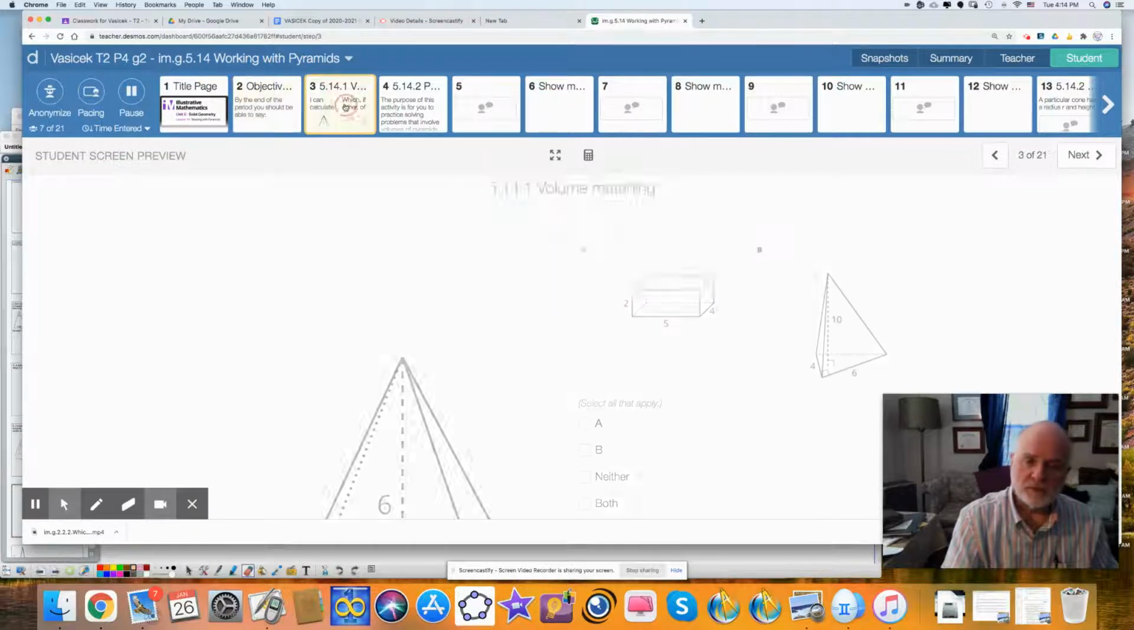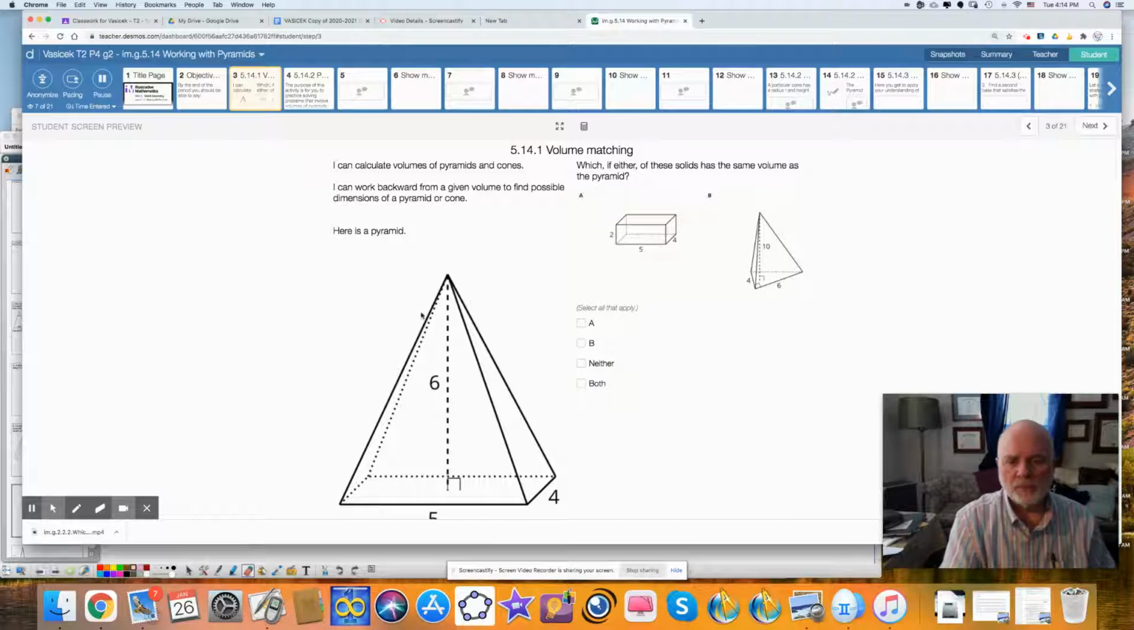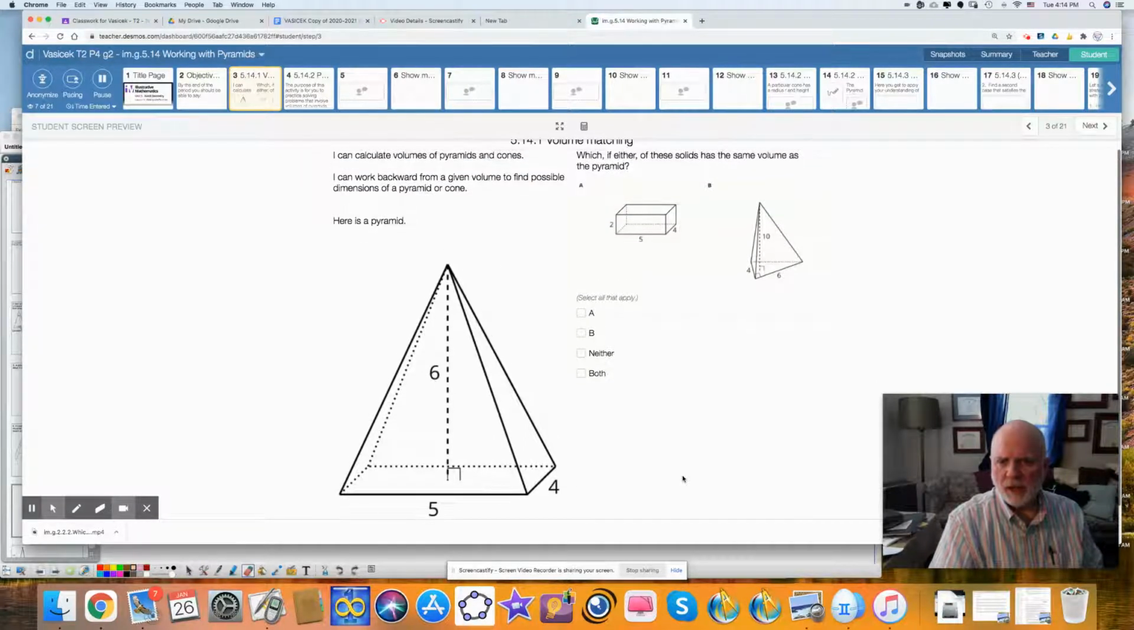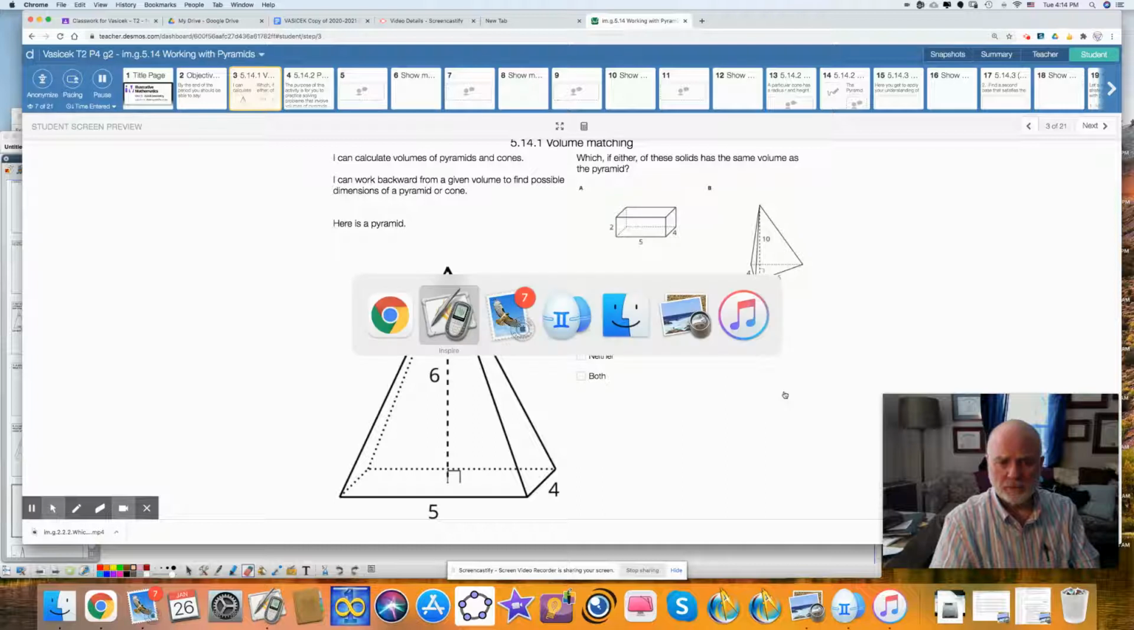The first part of this lesson: here we have a pyramid, and it's got some dimensions on it. The question is, which, if either of these two, has the same volume as the pyramid? Is it A? Is it B? Is it both, or is it neither? To do this, you will need to solve for the answer. I'm going to do that now on my whiteboard. I suggest you pause this video and try to do it first before you watch me do it.